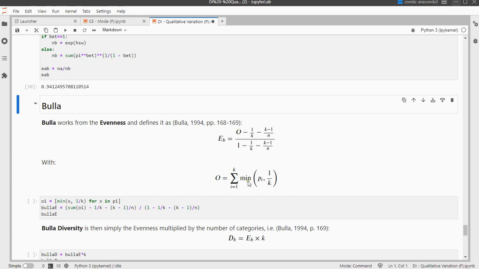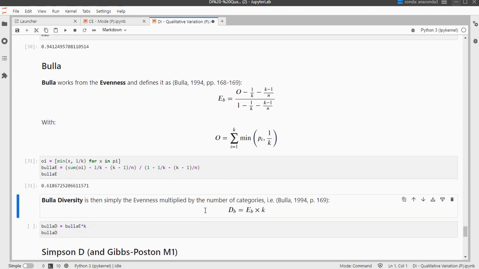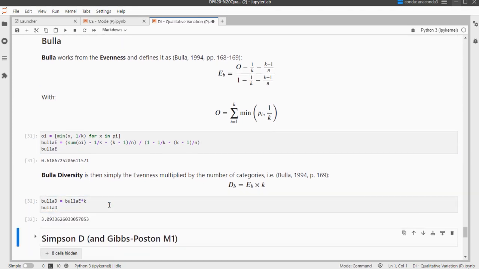This O is actually the minimum. You take for each category the proportion, or 1 over k, whichever is smaller, and you sum all of those. So we can do that in one go with Python by doing here minimum of x, or 1 over k, for every x in our proportions. And then we can simply fill out the formula, and we get our Bula E. Now the diversity is simply this one multiplied with the number of categories.